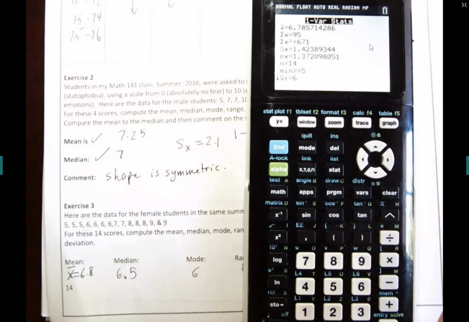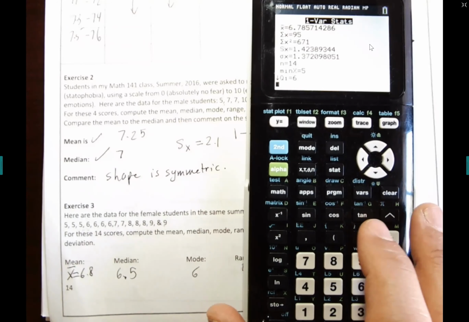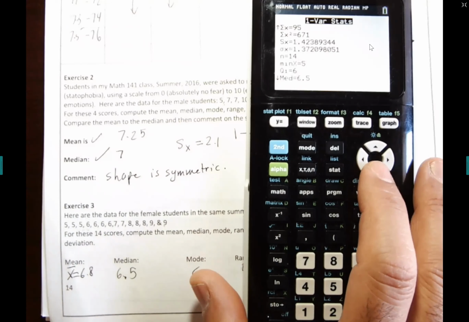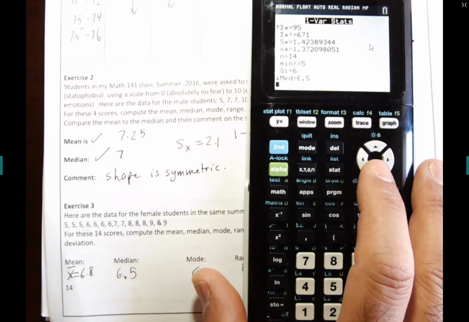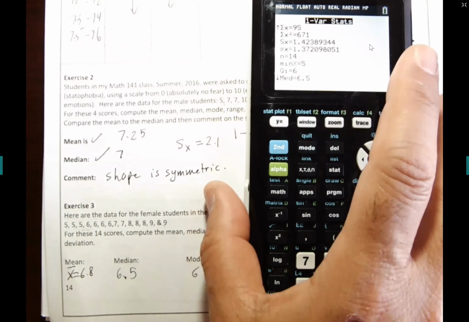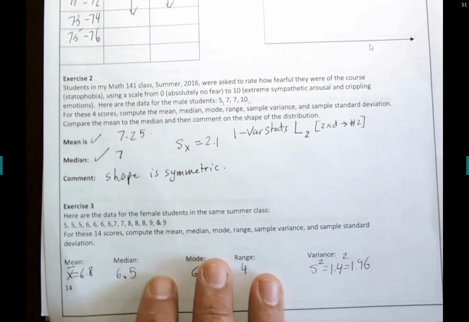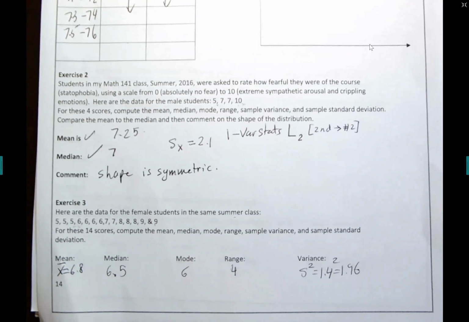Let's say you're asked to round to 1 decimal place, so it's 1.4. And then you have the median, which is 6.5. And you also get the Q1 and Q3, which he's not asking for. It doesn't give you the mode, so you have to figure out the mode on your own, guys. The mode here is the value that repeats most often, which is 6.